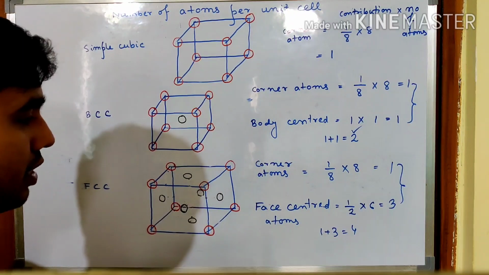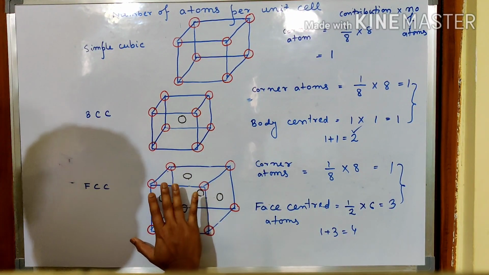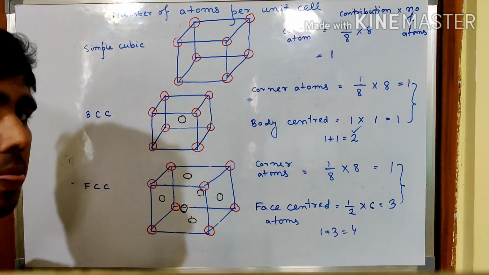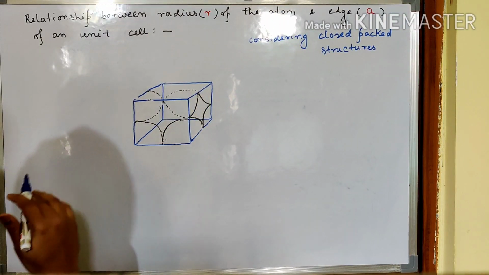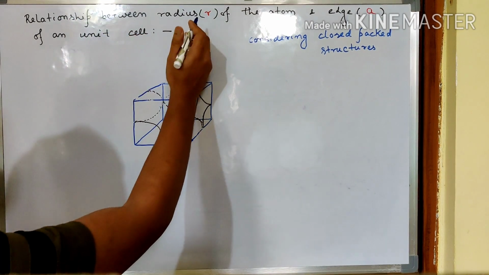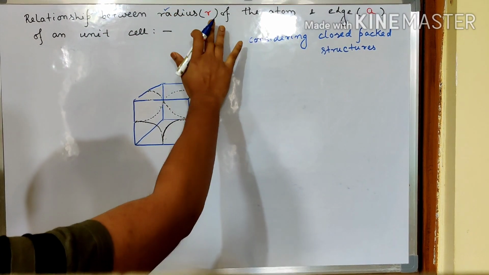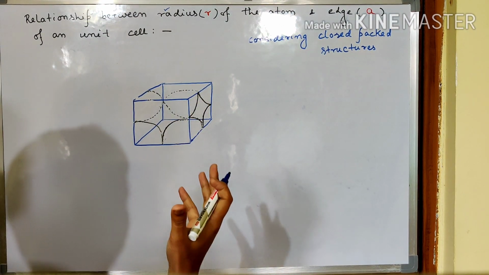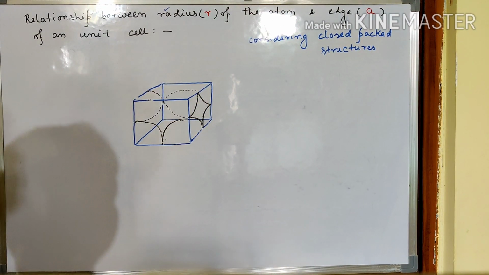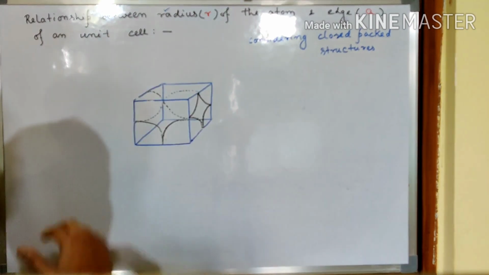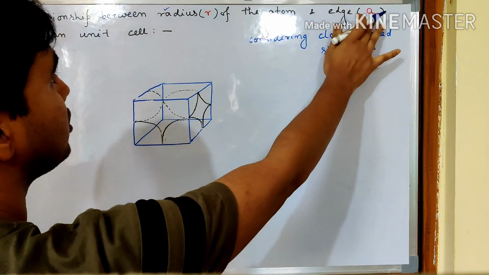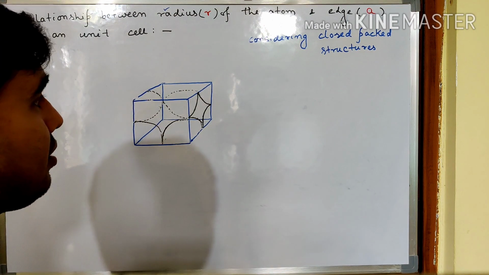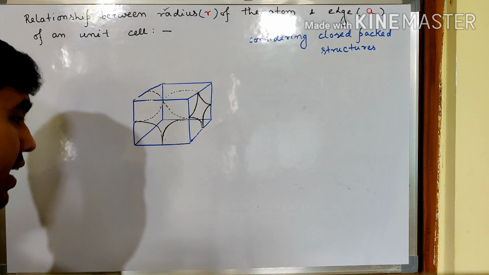So here we can see the contribution of the atoms within the body. Face centered is maximum because there are 4 atoms present. Up next, we are going to see the relationship between the radius, which is small r, of the atom (we are assuming the atom to be spherical, so that's why the radius has been assigned as small r), and the edge, which is A, of a unit cell.